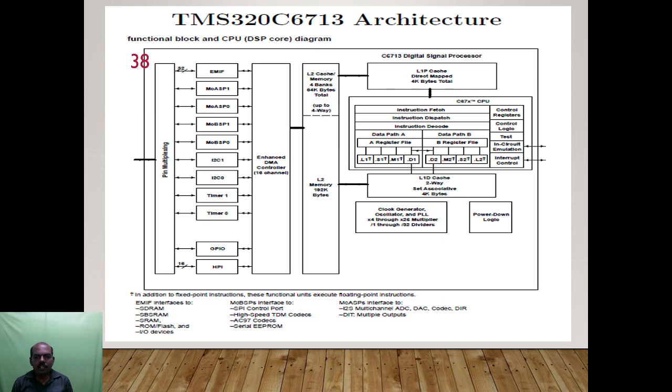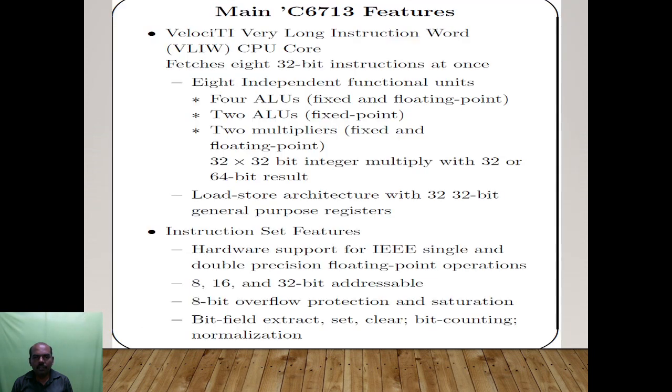So this is the basic architecture. In this basic architecture, we have interfaces to SDRAM, SBSRAM, SRAM, ROM, flash and IO devices. Then we have SPI control port, high speed GPIO ports, then AC97 ports, serial EEPROM, then McASP interface to multi-channel ADC, DAC, codec, then multiple outputs.